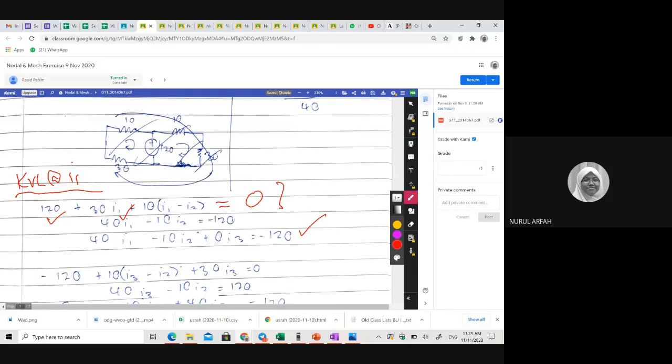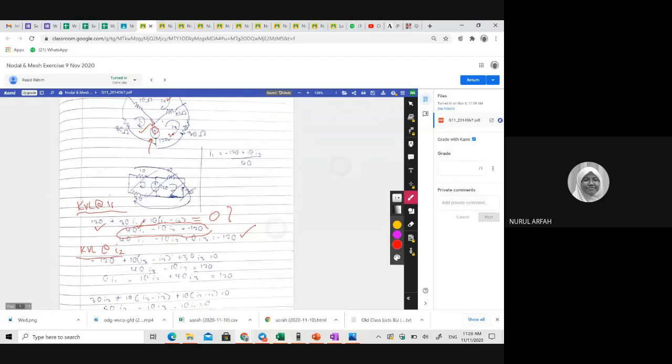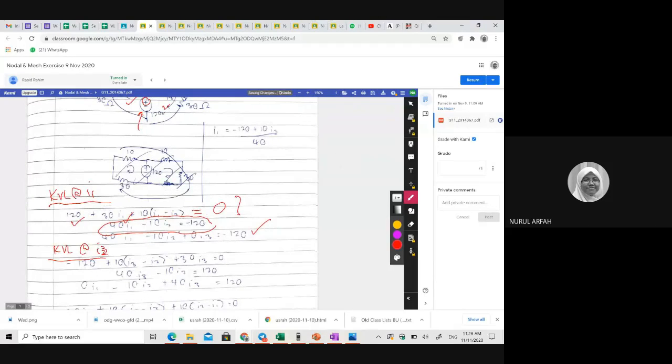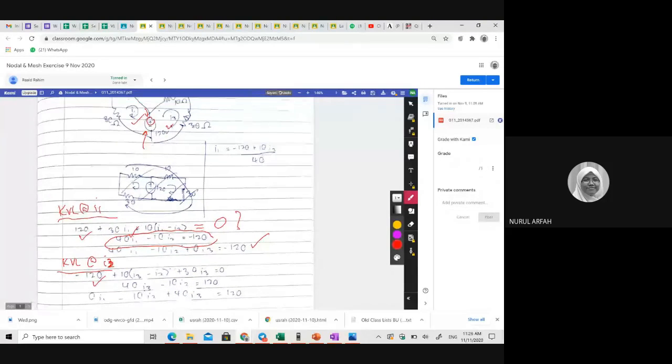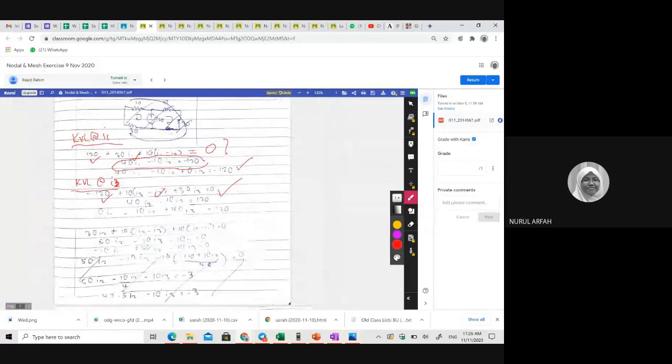Yes, no. Okay, since everyone agrees that, okay, I will accept this, if the equation is correct. Okay, very good. KVL, maybe this is I2. Bukan, this is I3. Okay, then you have a negative 120, very good. And then 10 I3 minus I2 and 30 I3. Yes, this is correct. And this is KVL at I3.